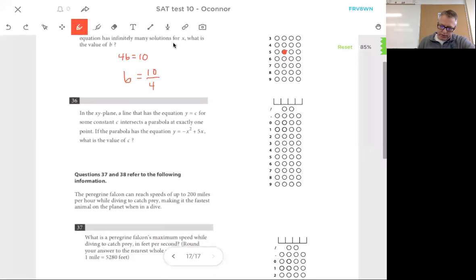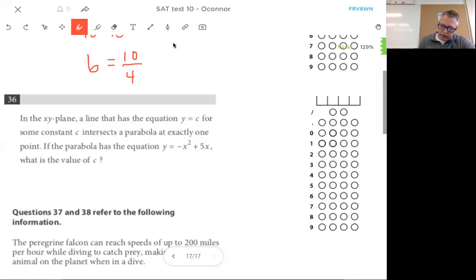Problem 36, it says in the XY plane, the line y equals c. I know that that is a horizontal line. So a horizontal line intersects the parabola in exactly 1 point. Well, how could that be? How can you intersect a parabola in exactly 1 point? Well, the only way that happens, because this parabola opens downward, would be as if it hits it right at the vertex. So this question is really saying, can I find the vertex of this and then interpret the question?